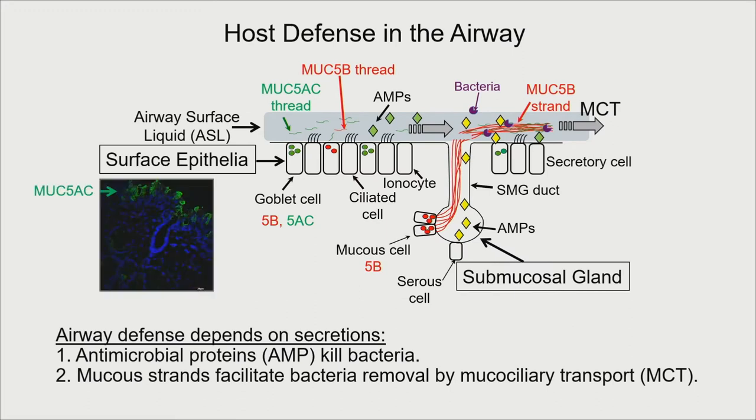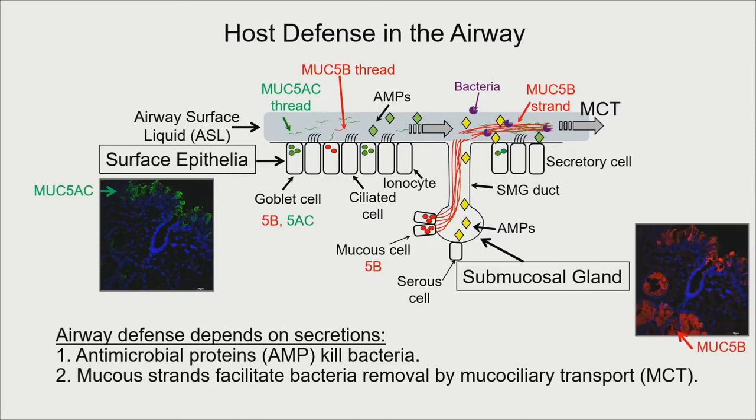Now, the MUC5AC is here at the surface epithelia, shown here in green. The MUC5B is also in the surface epithelia, but now you can see that in contrast to MUC5AC, it's also present in submucosal glands, and it's secreted from those glands as strands.